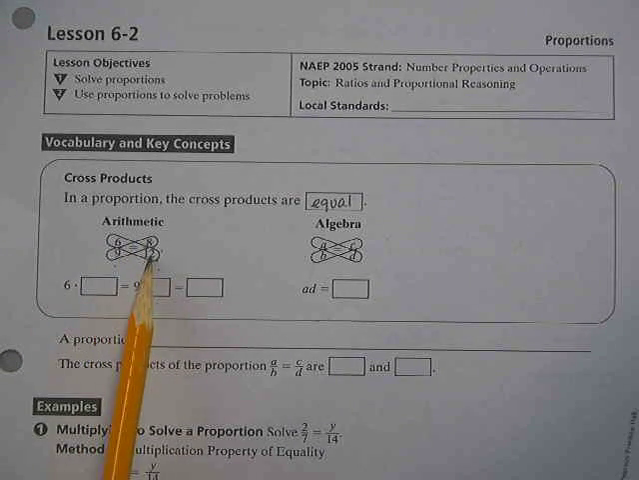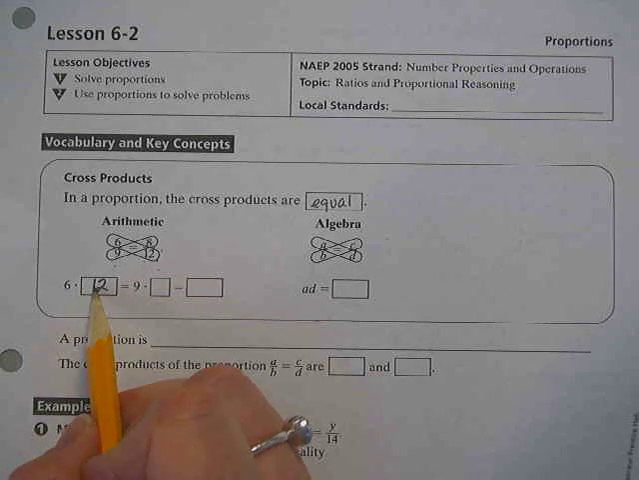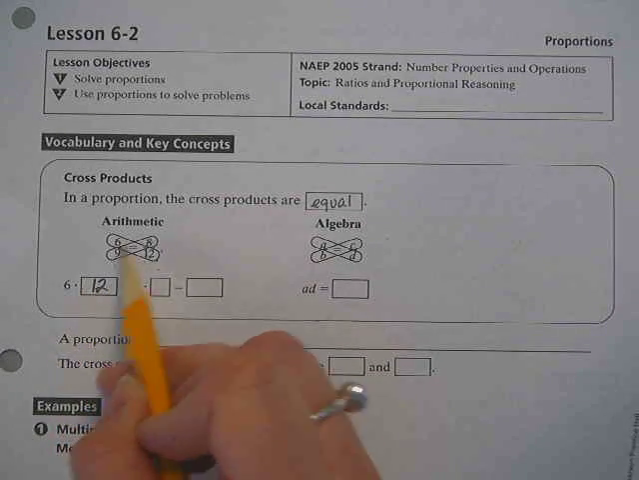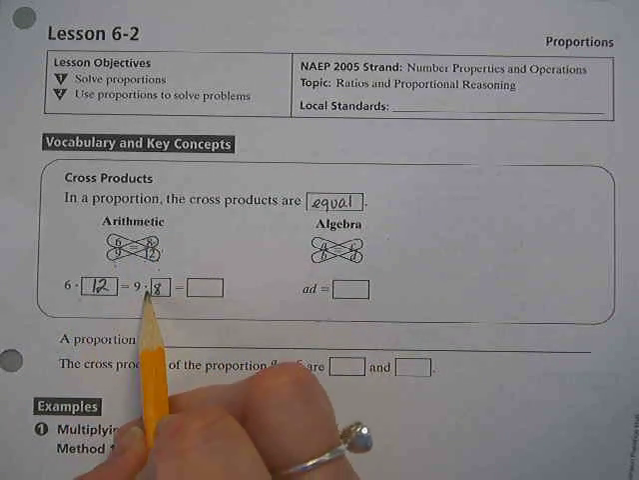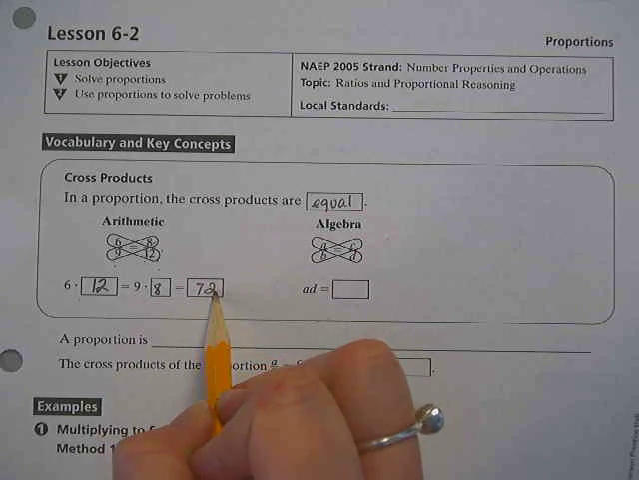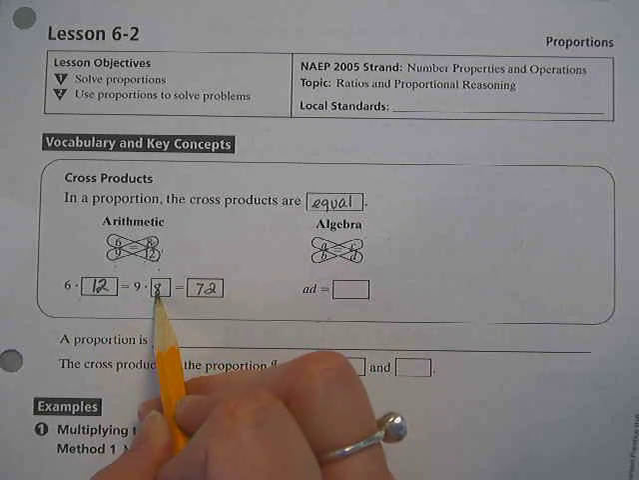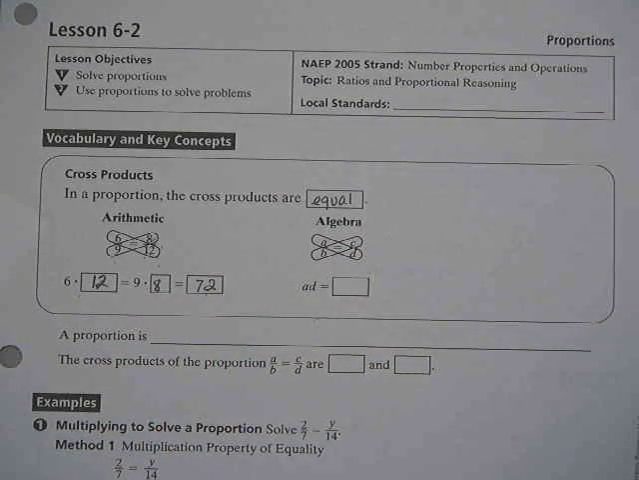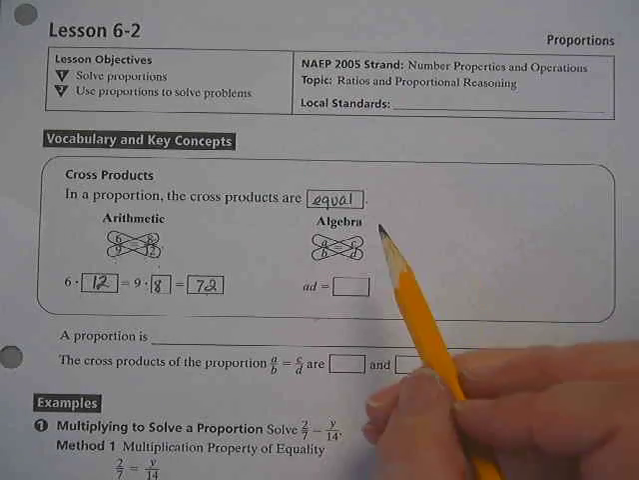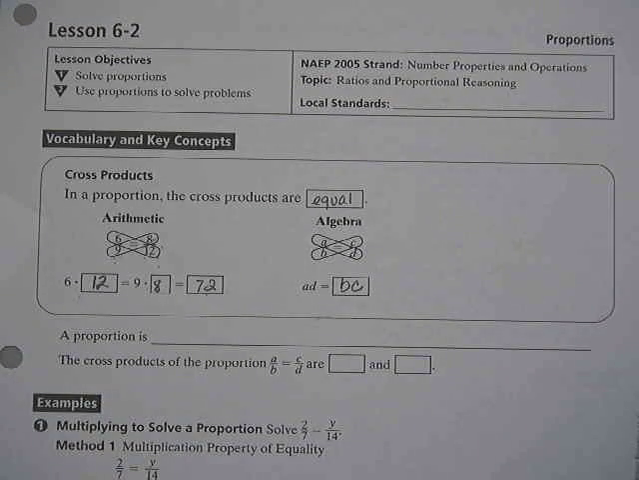If 6 times 12, the top of this times the bottom of that, is the same as the bottom of this times the top of that, 9 times 8, if those are equivalent to each other, then it is a proportion. In this case, 6 times 12 is 72, and 9 times 8 is 72. So you know it's a proportion. So, algebraically, AD has to equal BC.